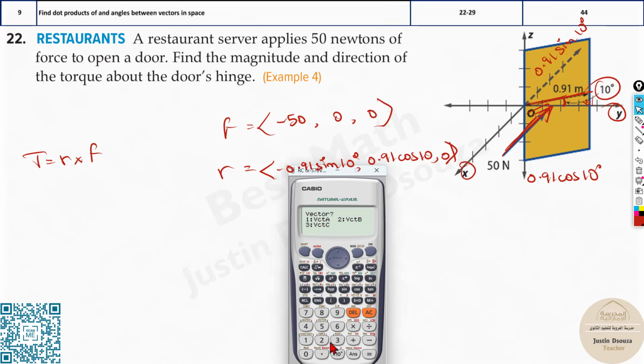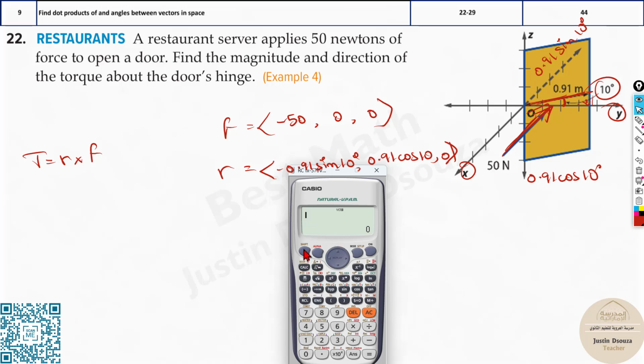And which vector do you want to save? Vector B, because I already saved vector A as R. And now the dimension is 3. Now let me type it out. Minus 50, 0, and lastly 0. Let me press AC. Now both the vectors are saved.